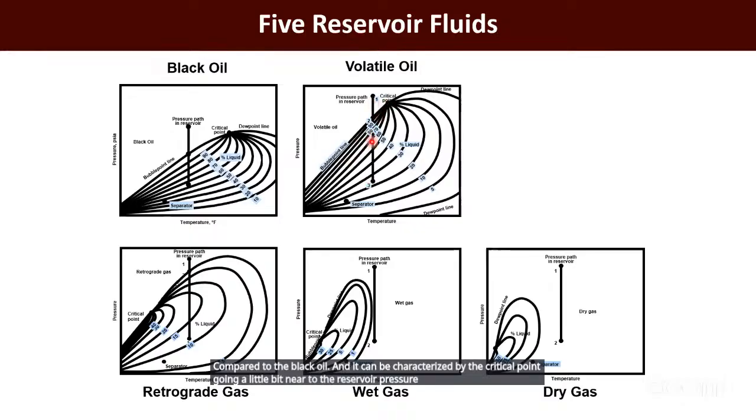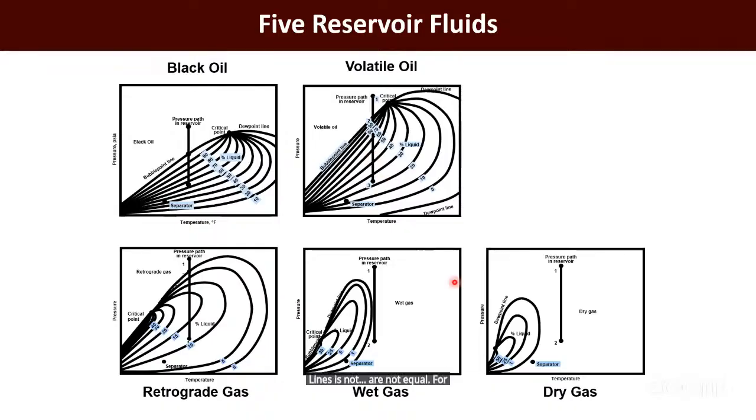Also, the distances between the lines are not equal, meaning that if we start production from here and have the first bubble of gas here, then with a small pressure drop, we will have a higher amount of gas. And if we come to a certain limit, a lot of gas will be coming out. So the gas oil ratio of the volatile oil is generally higher than the black oil, and from the phase behavior diagram, you can see the spaces between the lines are not equal.